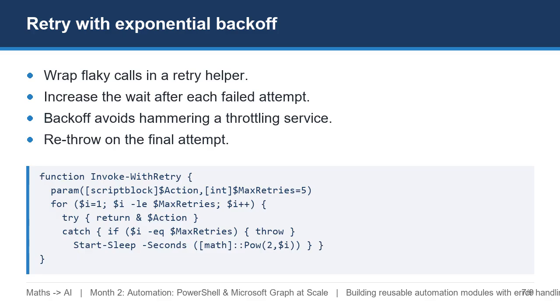Network and Graph calls fail intermittently, so give your module a retry-with-backoff helper. It runs an action, and if it throws, it waits and tries again, increasing the delay after each failure: 2 seconds, then 4, then 8. That exponential backoff stops you hammering a service that is throttling or temporarily down, giving it room to recover. On the final attempt it rethrows so a genuine failure still surfaces. Now any public function can wrap a flaky Graph call in Invoke-WithRetry and get resilience for free.